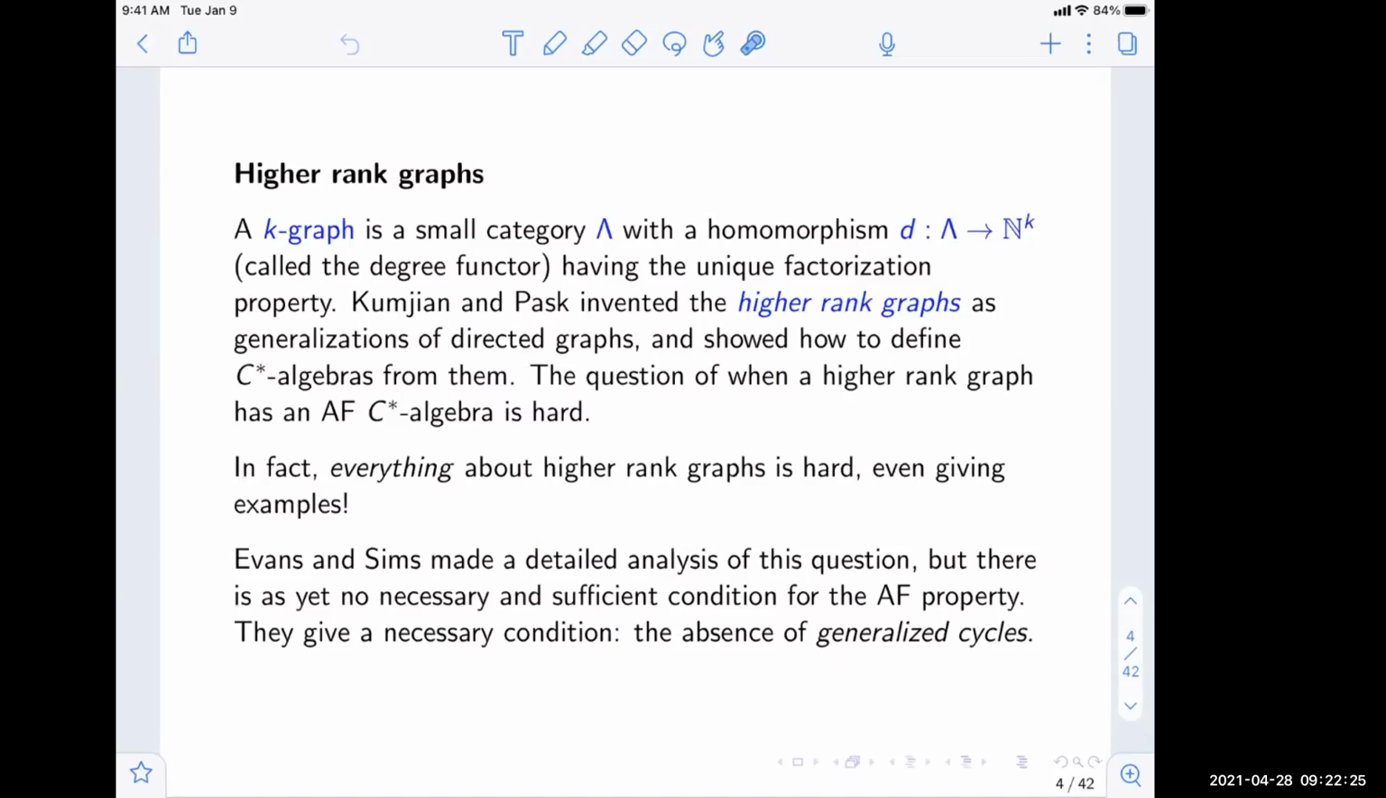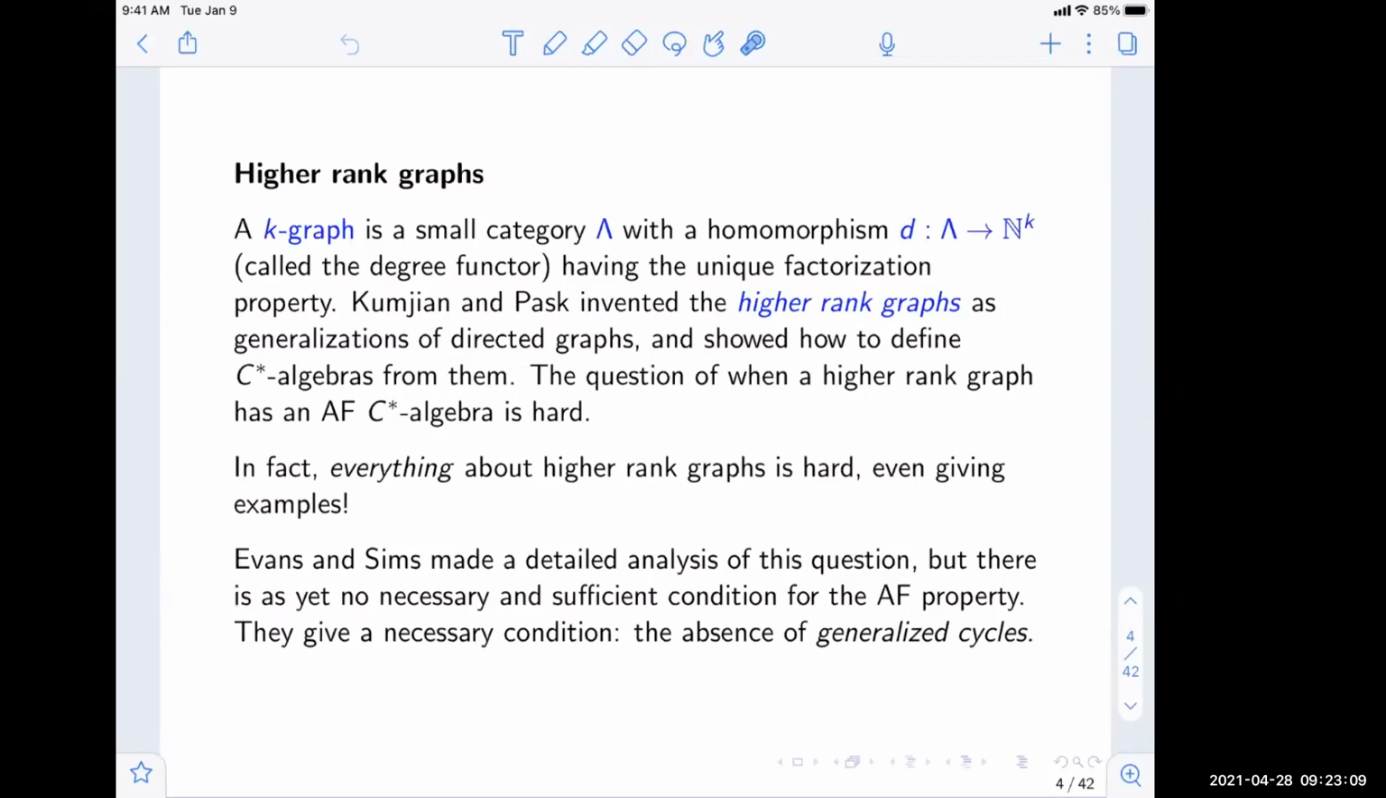Higher rank graphs are very complicated. Building a higher rank graph, you have to ensure that there exists this homomorphism having the unique factorization property, and it's really quite complicated. But there are many beautiful results about higher rank graphs. And of course, people wanted to try to prove the same kinds of theorems that they had for directed graphs. In particular, I think it's still an open question when the C-star algebra of a higher rank graph is approximately finite dimensional.